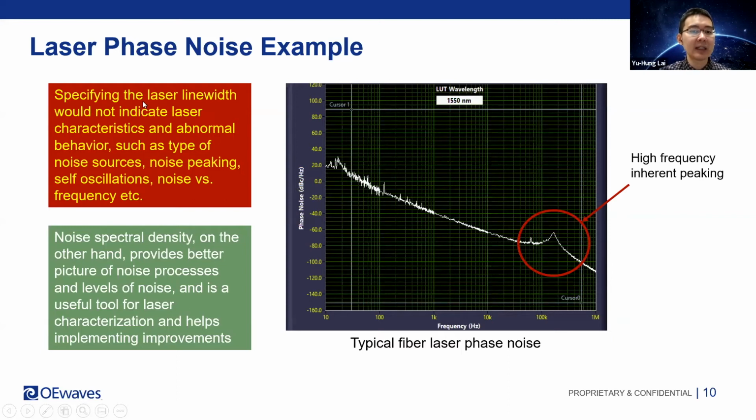So specifying the laser linewidth would not indicate laser characteristics and abnormal behavior, such as type of noise sources, noise peaking, self-oscillations, and noise versus frequencies. Noise spectral density, on the other hand, provides a better picture of noise processes and levels of noise. It's a useful tool for laser characterization and helps in implementing improvements.